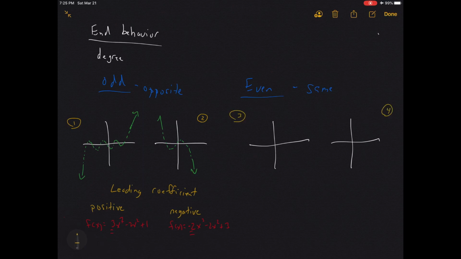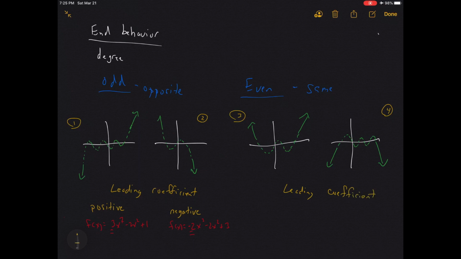So you could have a situation where the graph starts up and does whatever it's going to do in between and then finishes up, same direction. Likewise, you could also have one that starts down and then does whatever it does in between, however many times it turns, and then finishes down. So as you can see, the ends on either side, left and right, go in the same direction. The first one, they both go up, and the second one, they both go down. So again, you're going to look at your leading coefficient, and hopefully it makes sense.